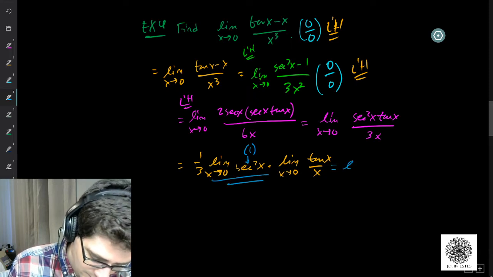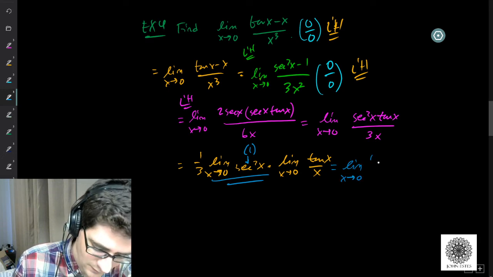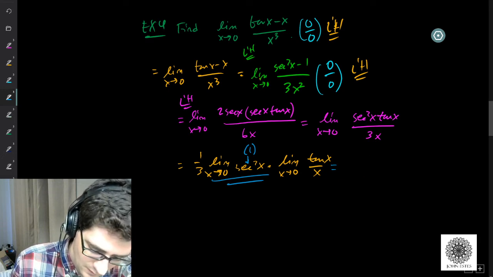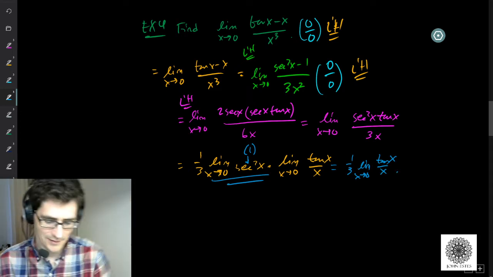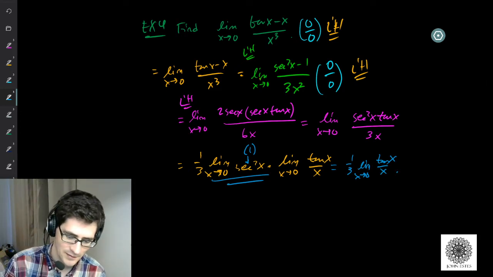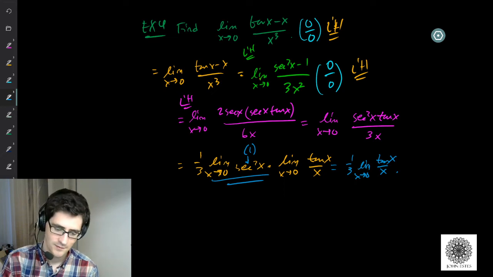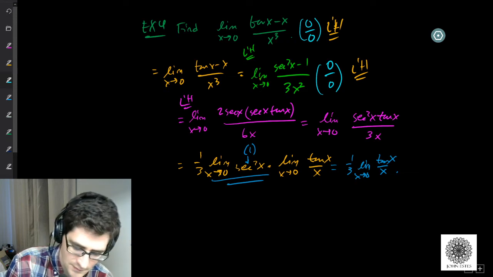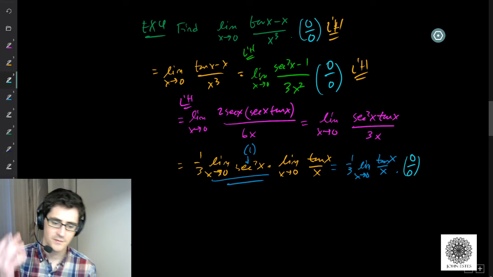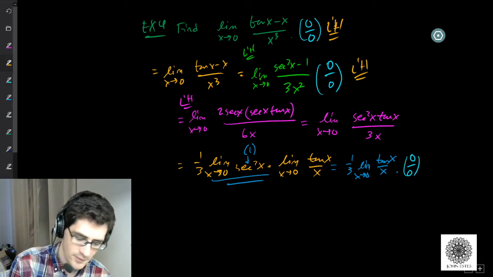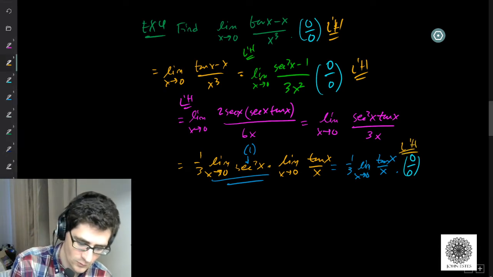So then I just end up with, well, let's take out the 1/3 first. 1/3, the limit as x approaches 0 of tan x over x. Okay, now what is happening to tan x over x as x goes to 0? Well, are you kidding me? Tangent at 0 is 0, x is 0 at 0. We have a 0 over 0 situation again. So for the third time, we're going to use L'Hopital's rule.